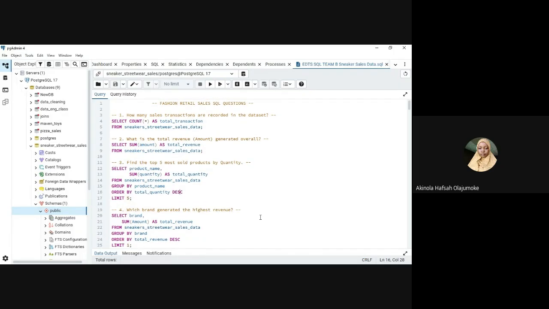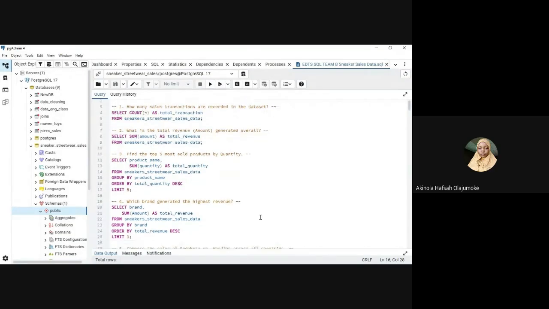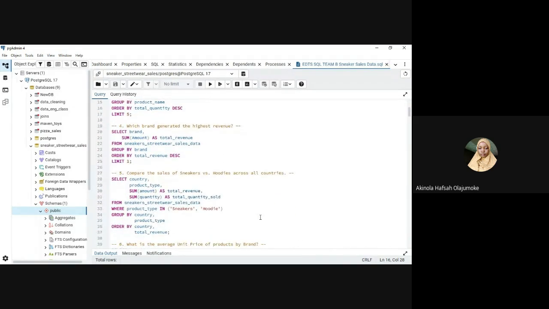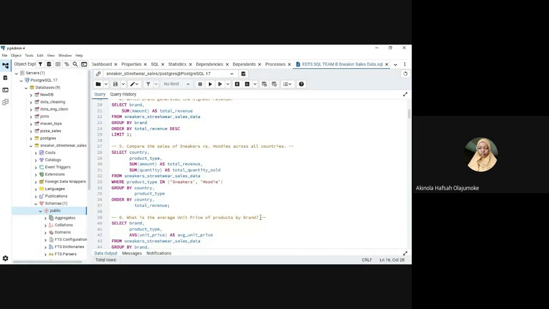We tended to answer questions like the sales trends across the month. We analyze data across 8 months from January to August. We also try to analyze the trend among the brands, the products, product types, and categories across different countries.